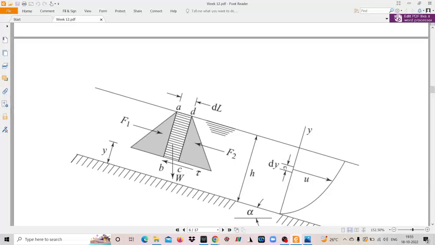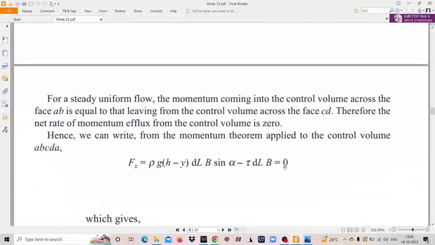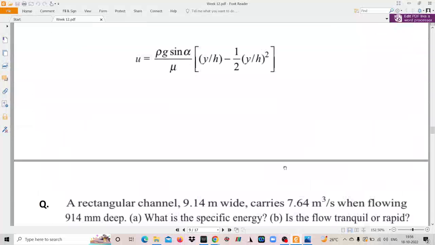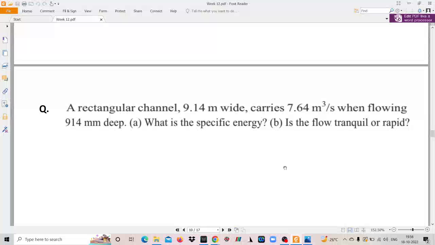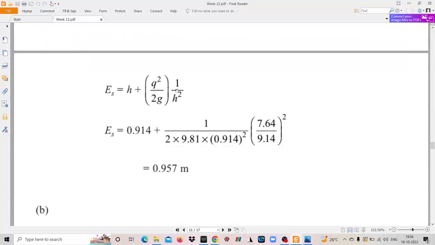So there you will find ample problems which are very much conceptual in nature. So please practice those problems. You'll be having a good exposure to the concepts. Then a very important concept is specific energy, that is the critical flow conditions in open channel, then hydraulic jump. All these concepts are very important, and you need to practice some problems from these concepts as well.